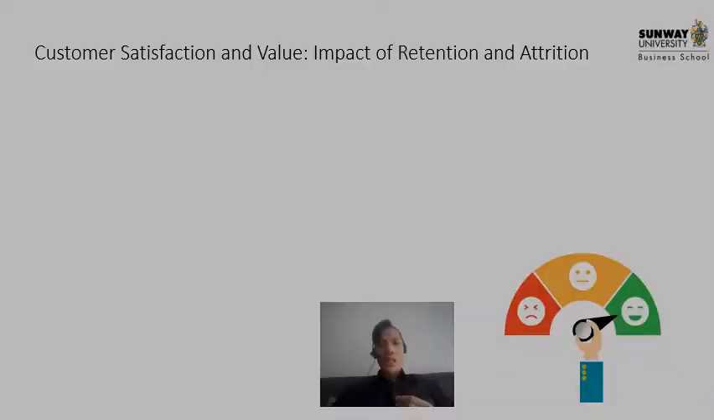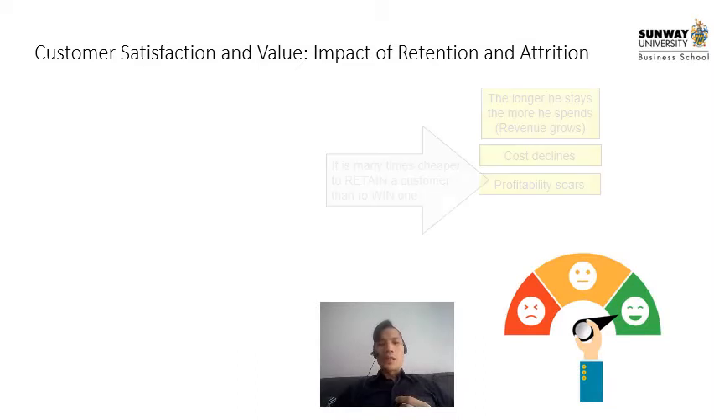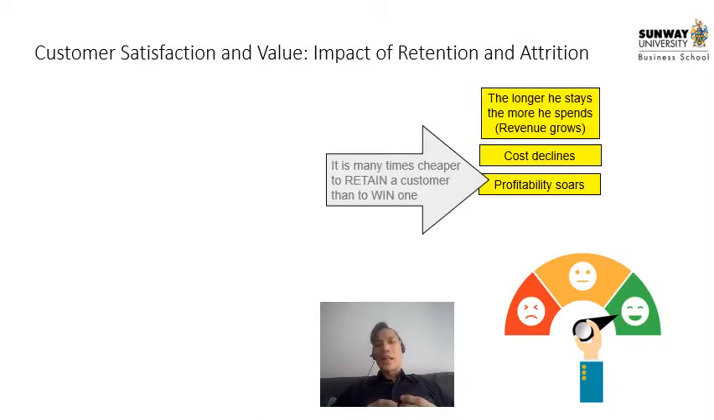To begin with, we need to first understand that it is always cheaper to retain a customer than to acquire one, because the longer this customer stays, the more this person will spend, and therefore revenue will grow. And of course, when you have loyal customers, your cost declines in terms of trying to do more marketing, and then your profitability soars.